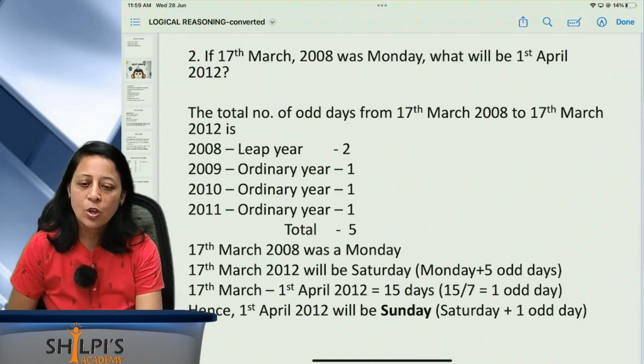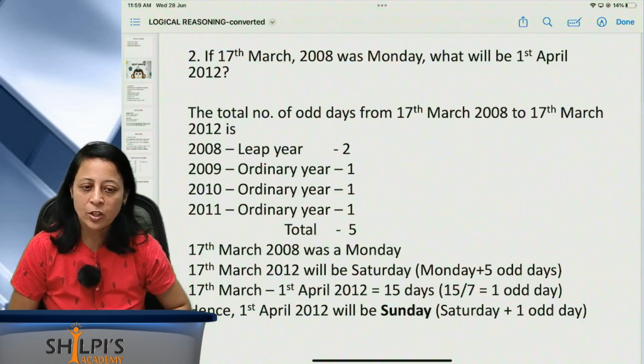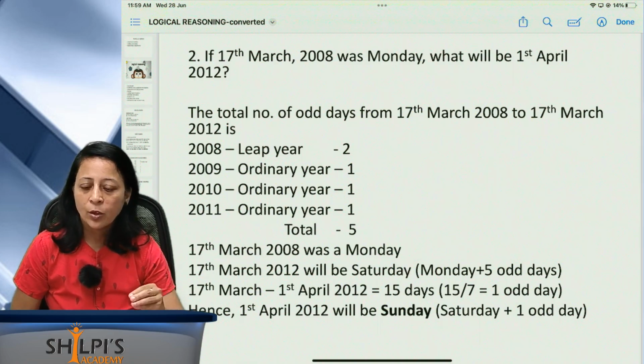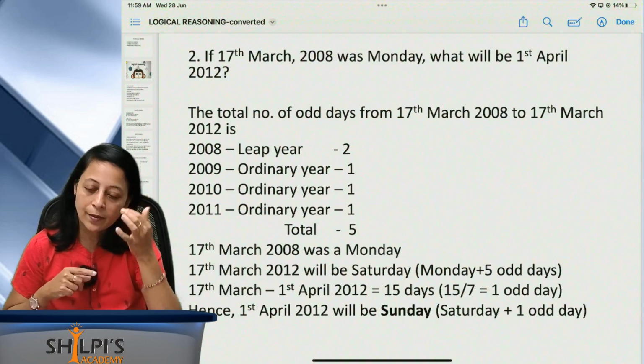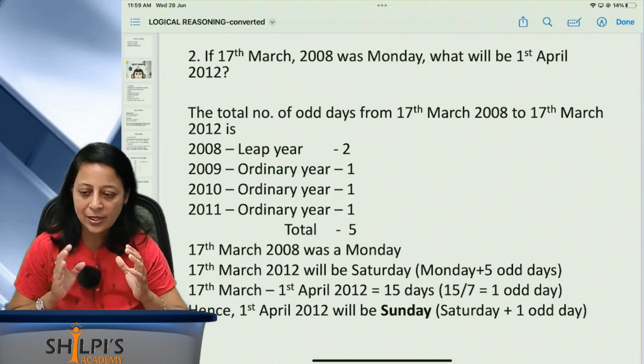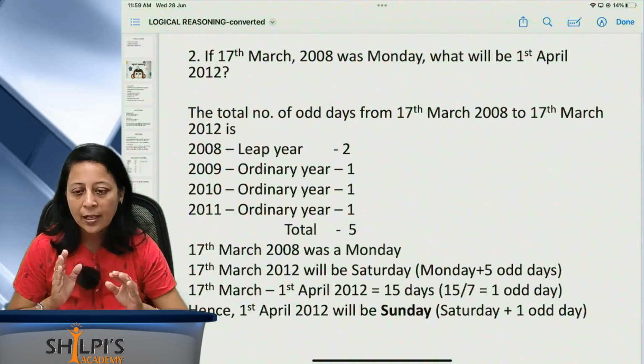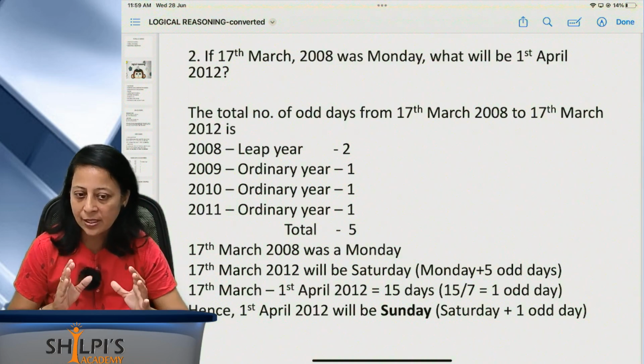The total number of odd days from 17th March to 17th March 2012. Everywhere we take it as completed. Even in the last question we saw that it was a completed one, right? We took 63 days. Likewise here, let's go with the completed one till 17th of March.